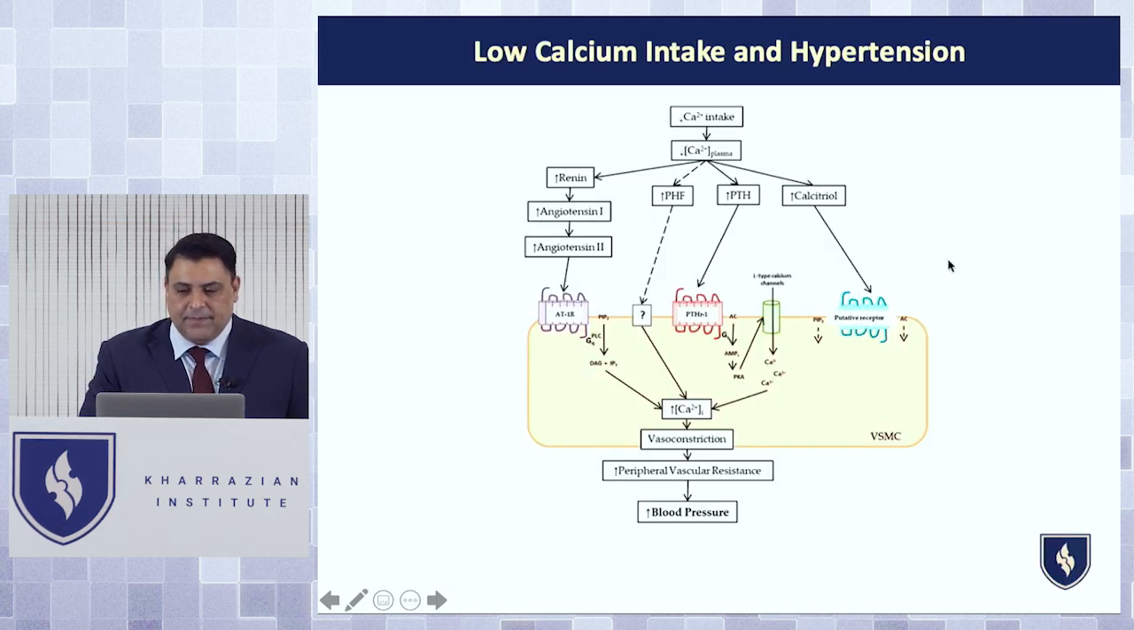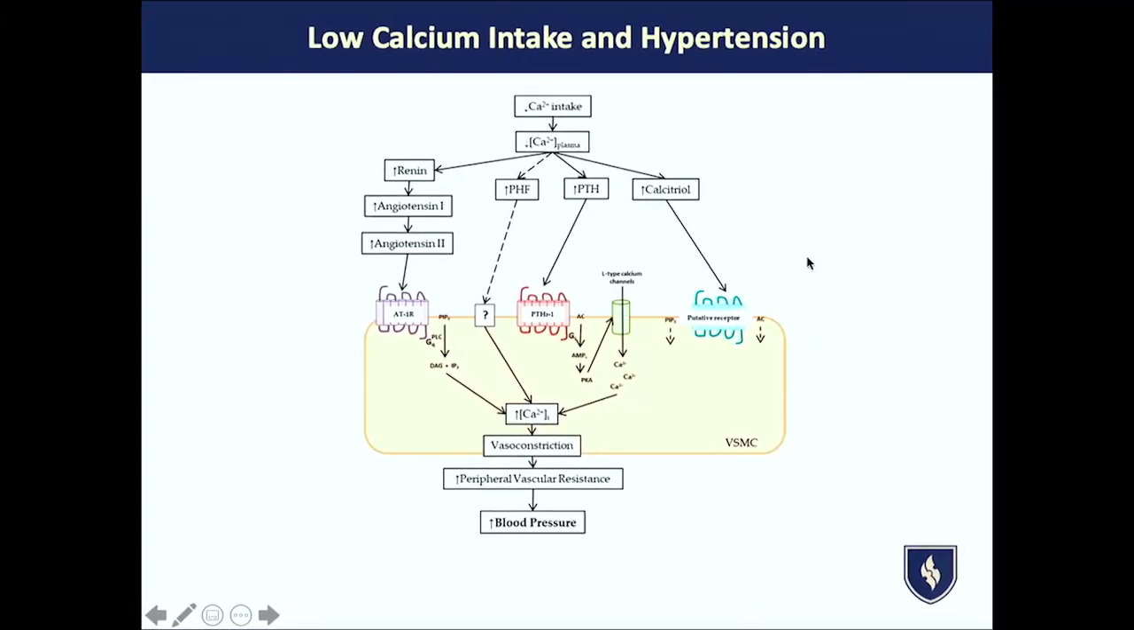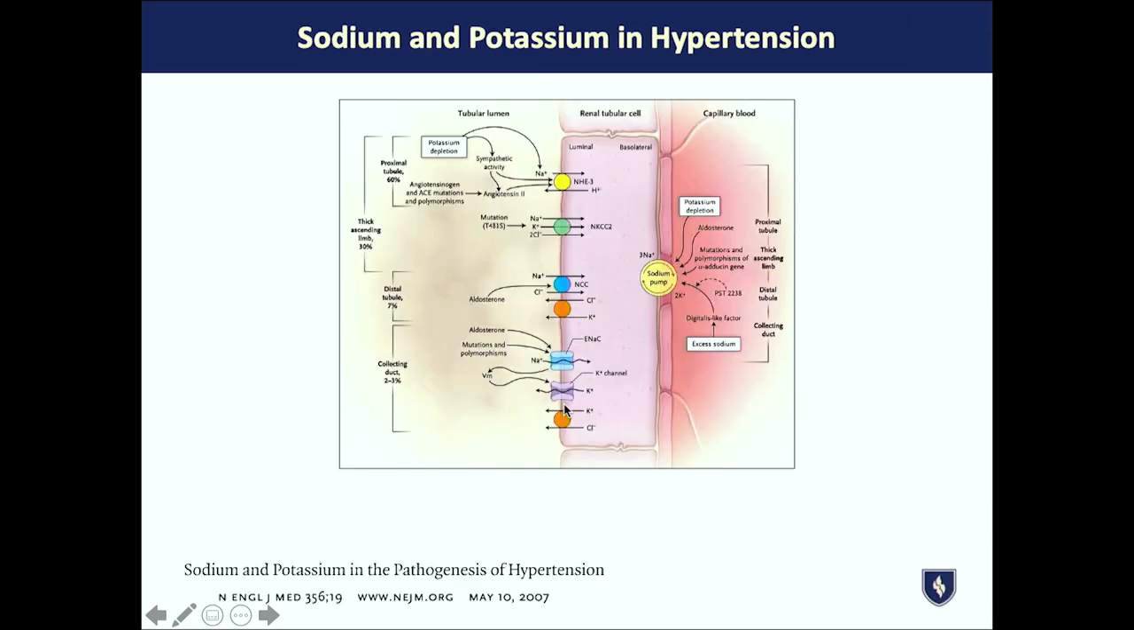Now, calcium is critical to maintaining blood pressure. This is an illustration of what happens when there's not enough calcium intake. If there's not enough calcium intake, calcium modulates many of these renin and angiotensin pathways and these receptors that then lead to increased blood pressure. And sodium and potassium also have a significant role in these angiotensin systems. So too much sodium or not enough potassium. And a lot of people are potassium deficient, not getting enough potassium.